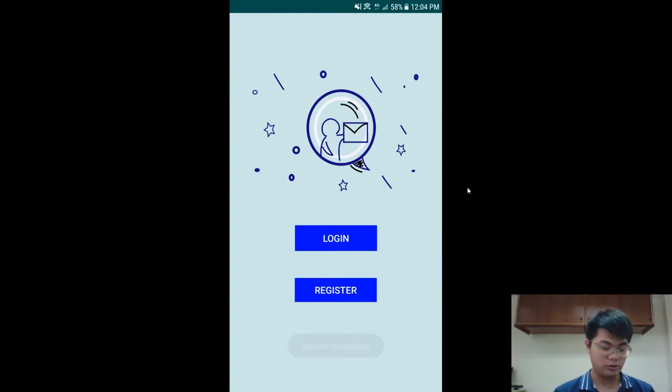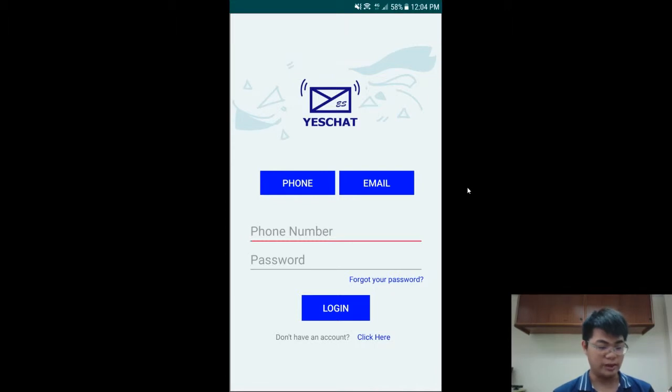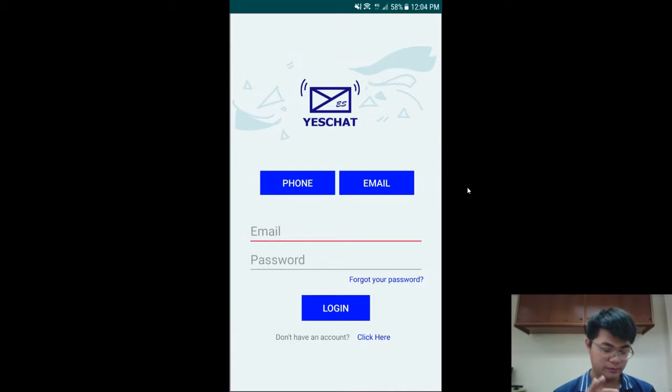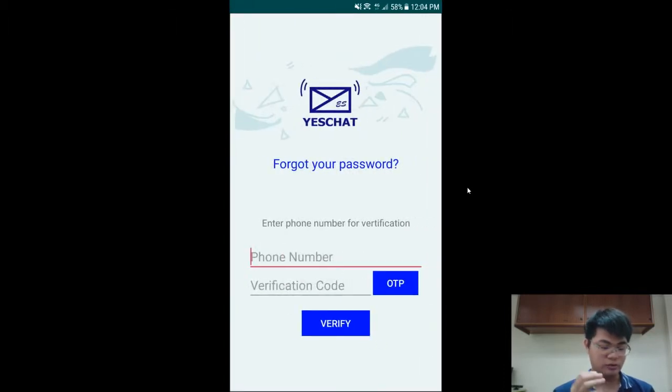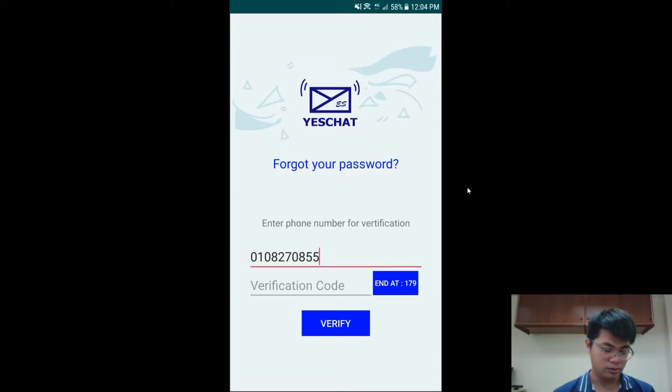Okay, so let us log in to our account. To log in, we have phone and email. For this, I try the forgot password option first. We need to reset the password. You need to enter the phone number and use the OTP. I click the OTP, and we wait for the OTP message. Okay, the code is sent.